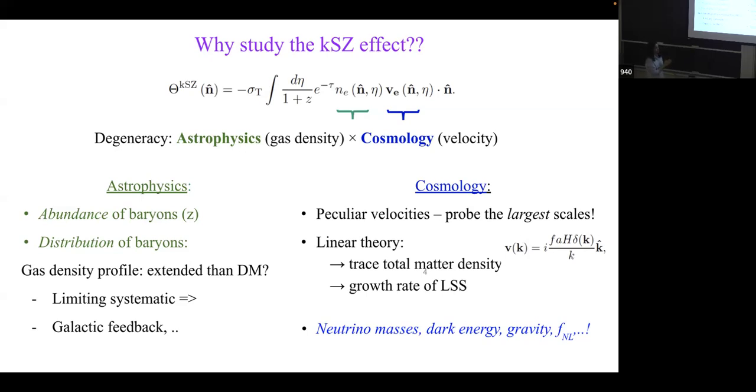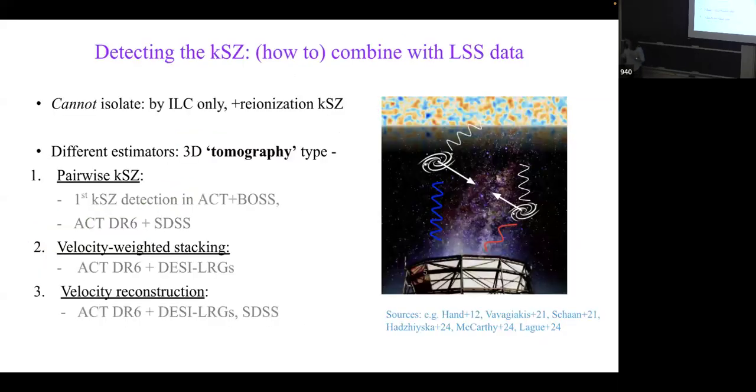And from this expression, we also see that velocities trace the total matter density in the universe, and they are also proportional to the linear growth rate of large-scale structure, which is denoted by f in that expression. Now, through this dependence, the kSZ effect can give you constraints on neutrino masses, dark energy, modified gravity models, and primordial non-Gaussianity. So it can have a lot of different cosmological implications through its dependence on the growth rate and the total matter density field. So that's why I think the kSZ effect is super cool.